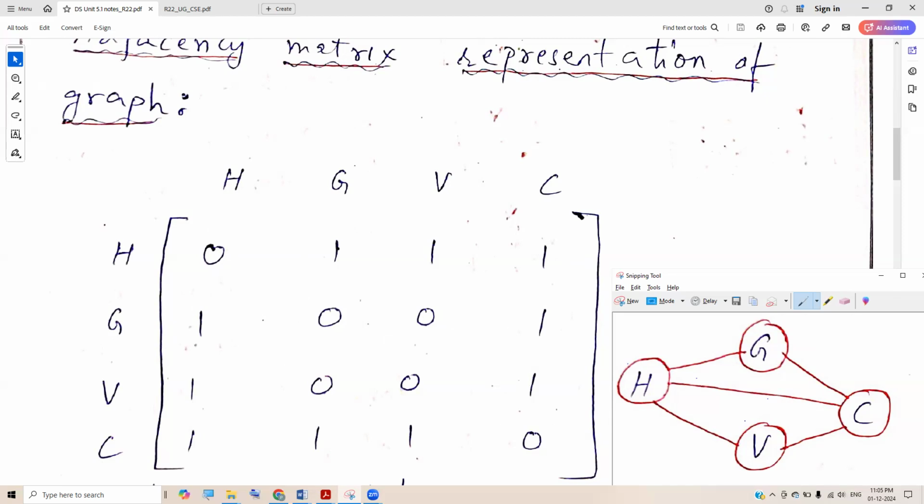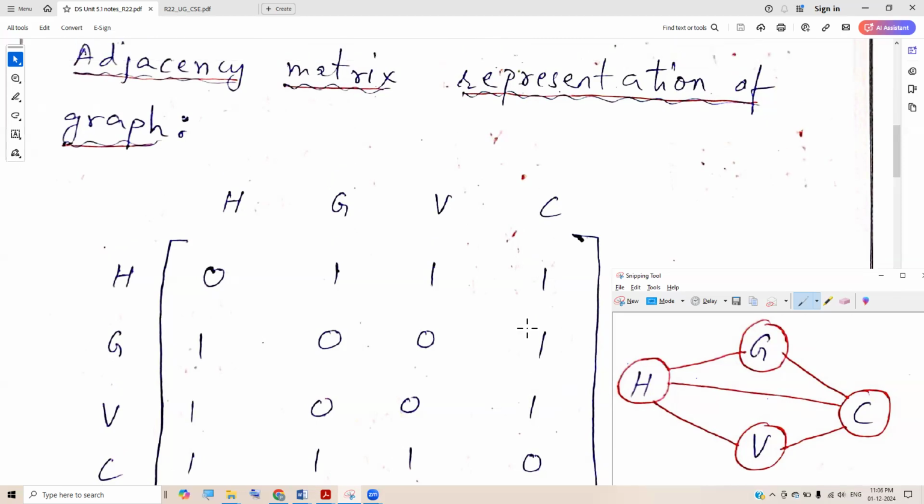Let us look at V. V is connected to H and C. So here we have a 1, and then here we have a 1. C is connected to G, H, and V. So C connected to H, we are putting a 1 here. C connected to G, so we are putting a 1 here. And C connected to V, we are putting a 1 here. Such a representation is known as adjacency matrix representation.